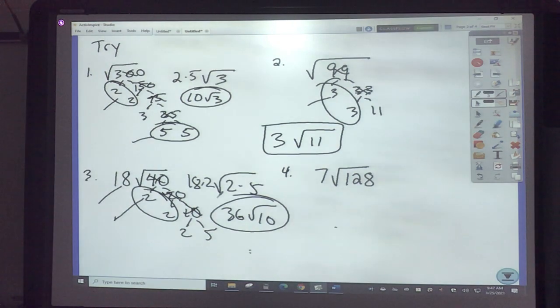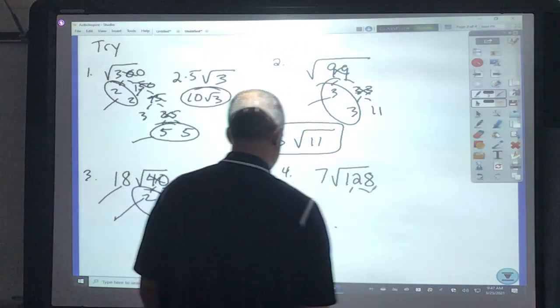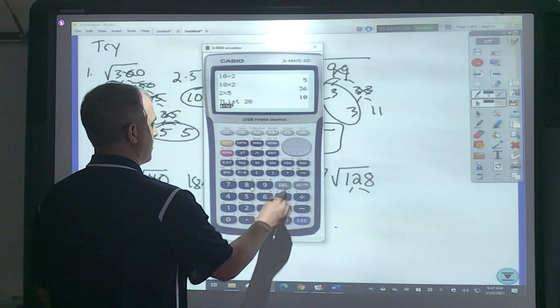Okay, going on to this one. I got, I'll type that in as 7 square root of 128.